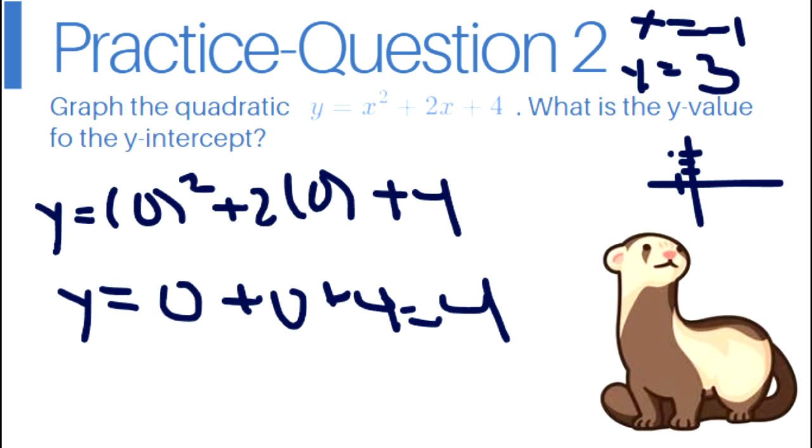Now, did I need to do all of this and find the vertex? Probably not. Wow, I'm so good. But you know, work harder, not smarter, I guess.